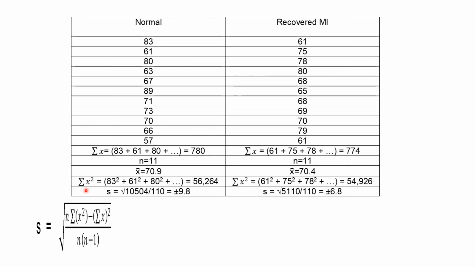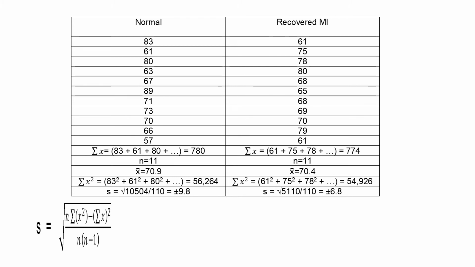One more thing to calculate before we start setting up our standard deviation equation together is to square each data point and then add them all up. So I would take every single data point and square it: 83 squared, 61 squared, 80 squared, etc. And I would add all of them up after squaring them. You should get something like 56,264. So let's go ahead and set up our standard deviation together.